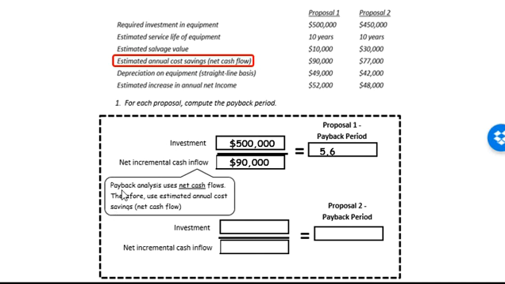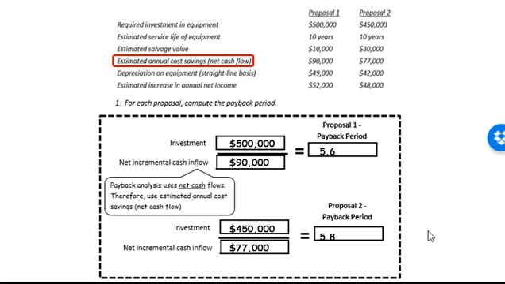And again, remember the payback analysis uses net cash flows. Therefore, we would use estimated annual cost savings, which would be an increase in our net cash flow. Okay, now let's go on to proposal number 2. In proposal number 2, the incremental cash flow is going to be $77,000, and the investment for proposal 2 will be $450,000. So it's going to be $450,000 divided by the $77,000. So that computes to a payback period of 5.8 years.